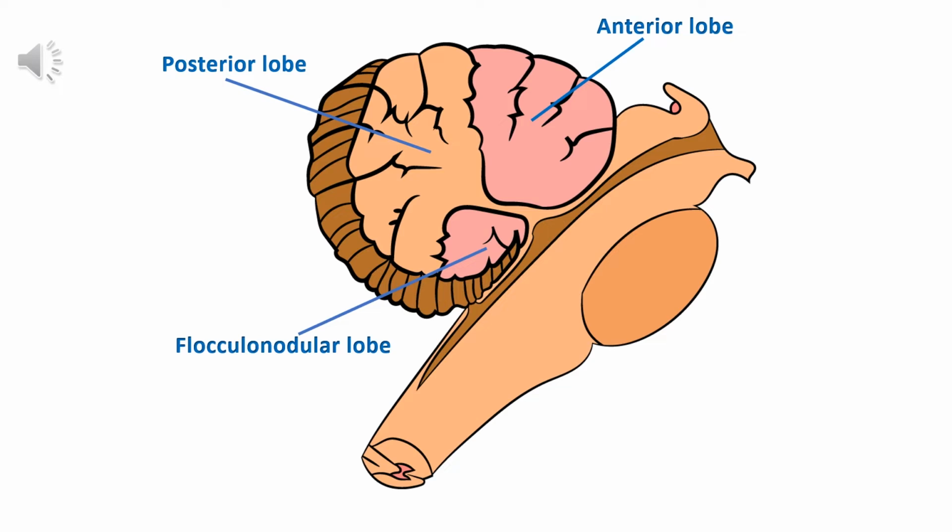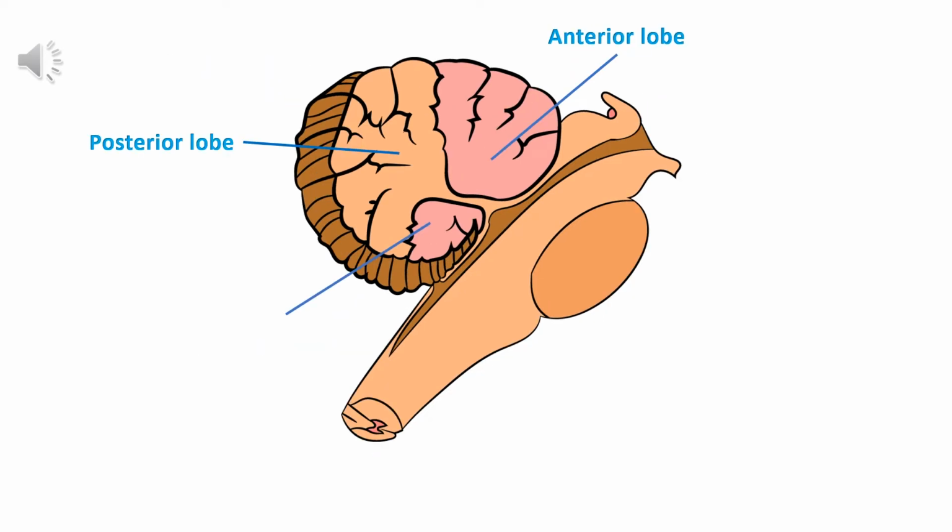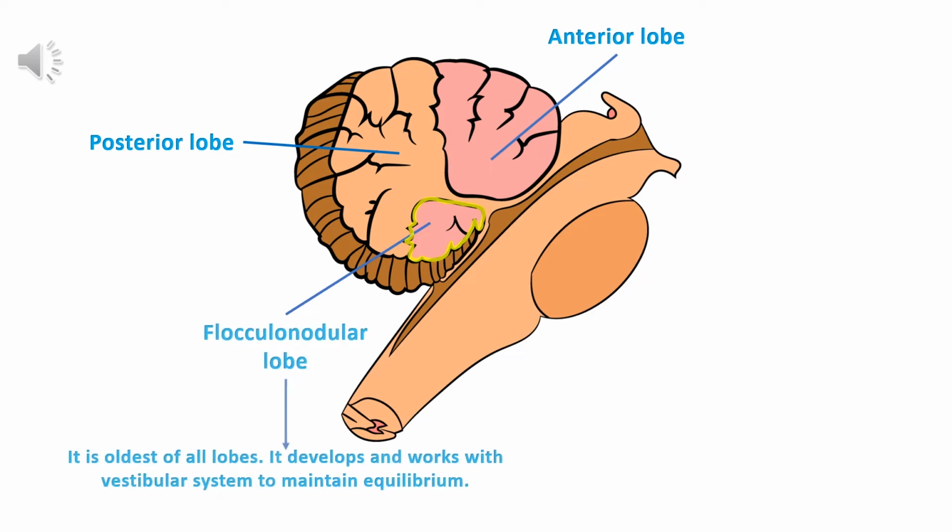The first one is anterior lobe. The second one is posterior lobe. And the third one is flocculonodular lobe. Flocculonodular lobe is the oldest of all the lobes, and it develops and works with the vestibular system to maintain equilibrium inside the body.